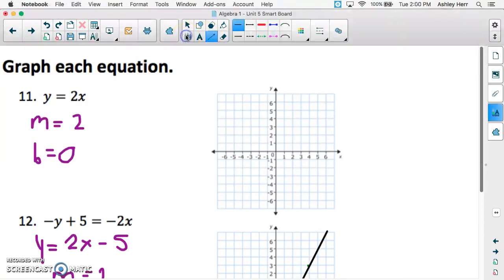So doing the first one together, your slope is 2 and your y-intercept is 0, so it crosses the y-axis at 0 right here. And your slope is up 2 over 1, so you go up 2 over 1, up 2 over 1, and then you draw a line to connect your points.